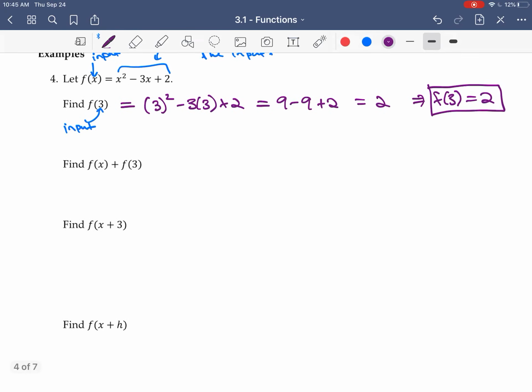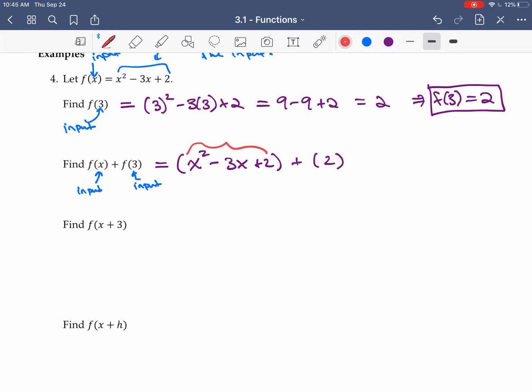Okay, now if I do f of x plus f of 3, just do the f separately, because of the plus. The brackets here, I'm inputting two different things. So x is an input, 3 is an input, and then I'm adding the results together after. So that's going to be my output for f of x: f of x is x squared minus 3x plus 2. And my output for f of 3 was 2.